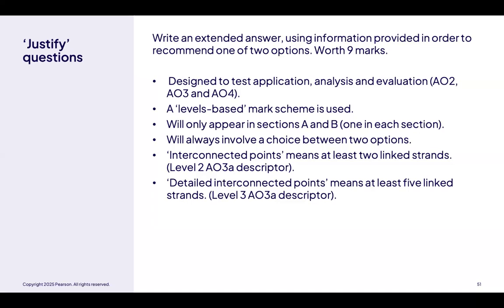A levels-based mark scheme is used. The principles we've just been through with that analyse question, we're going to use a very similar structure now with this question. It will only appear in sections A and B, 1 in each section. It will always involve a choice between 2 options. And once again, look at those 2 development points there for AO3A, interconnected points and detailed interconnected points. So what does this question look like then, where students have to recommend 1 out of 2 options?